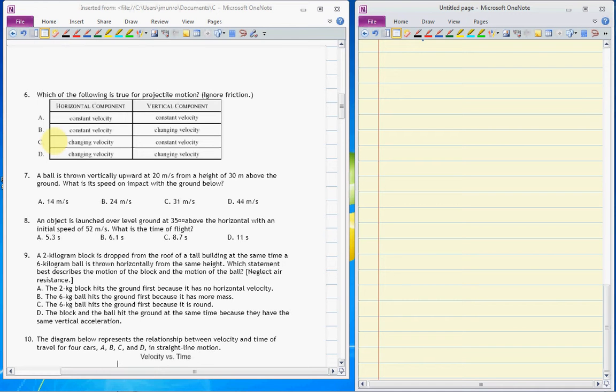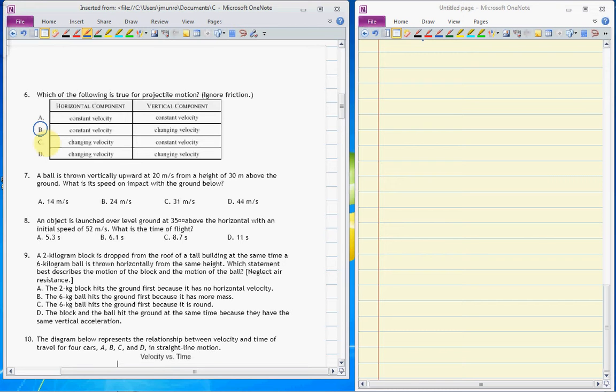Question number 6 says, which of the following is true for projectile motion? This is just a straight memory thing. You're supposed to know that the horizontal component is constant, whereas the vertical component is changing under the influence of gravity. So I pick B there.